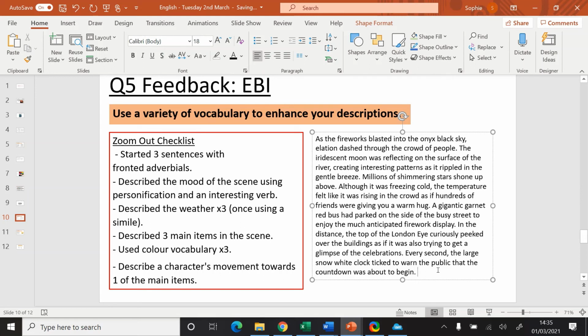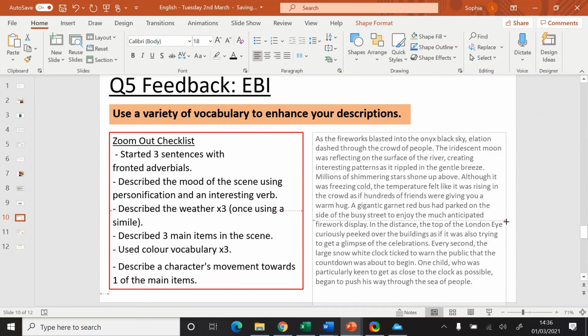Okay, and then finally I need to talk about a character's movement towards one of the main items. That's obviously going to be my zoom in, so it's going to be the clock, and I'm going to talk about a child who's really excited and runs away from his parents. I'm going to write: one child who was particularly keen to get as close to the clock as possible, began to push his way through the sea of people. All right, so now I've done every item in the checklist.